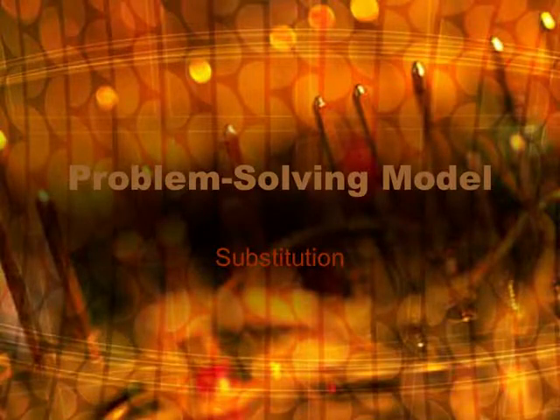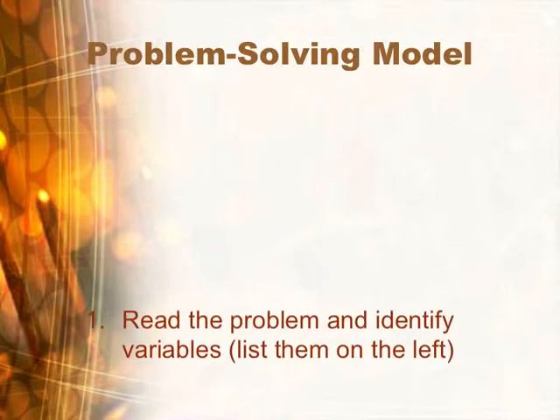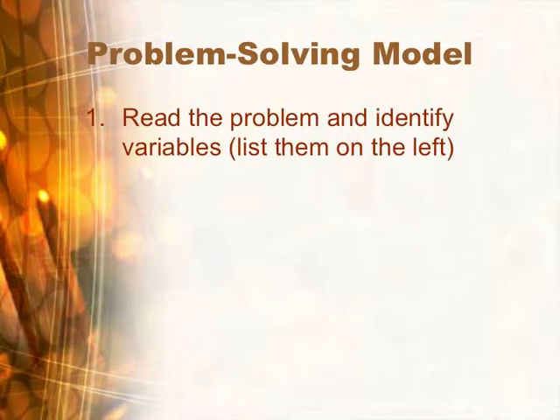All right, so as I said before I started recording, today we're talking about the problem-solving model, and we said our first step was to read the problem and identify the variables, and I asked you to list them on the left. The reason I asked you to list them on the left, and I want you to do this for every single problem, is that when I give you a problem, I want you to list out, just like I did on the board, what the variables are equal to. That way, it's going to assist you a lot in step 2.